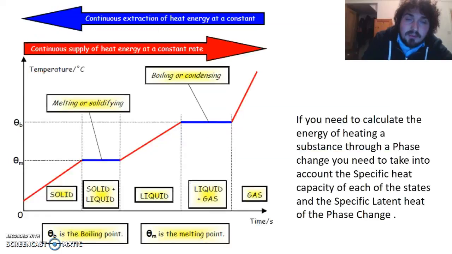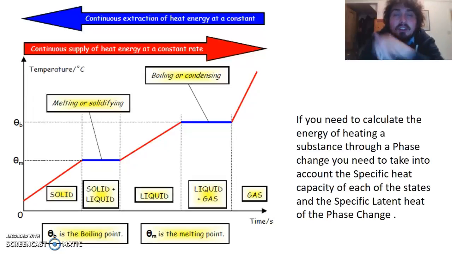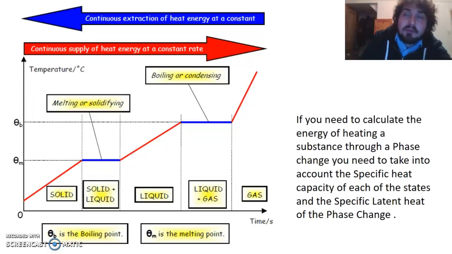Now, if you ever need to calculate the energy of heating a substance from a given temperature up to the point of boiling or melting or condensing or any of them, then through that stage and onwards, you need to take into account the formula Q equals mc delta T and also Q equals ml. So you're basically adding up the energies for each of the steps.